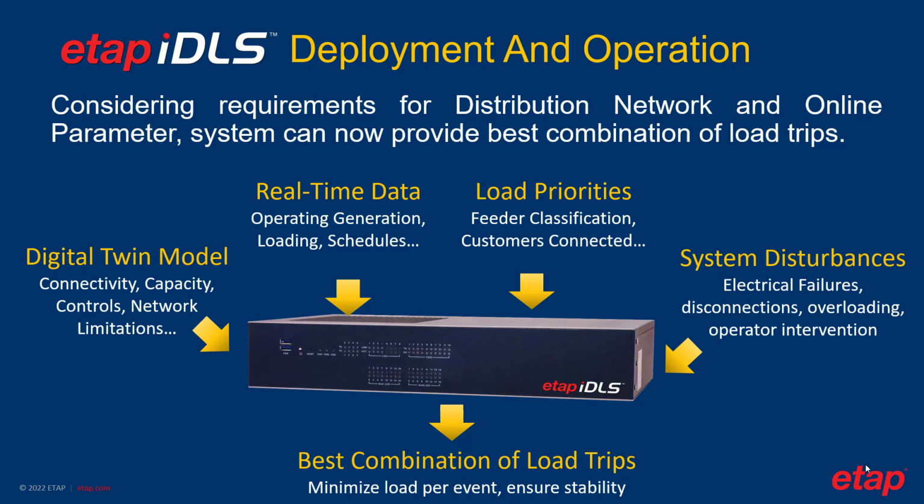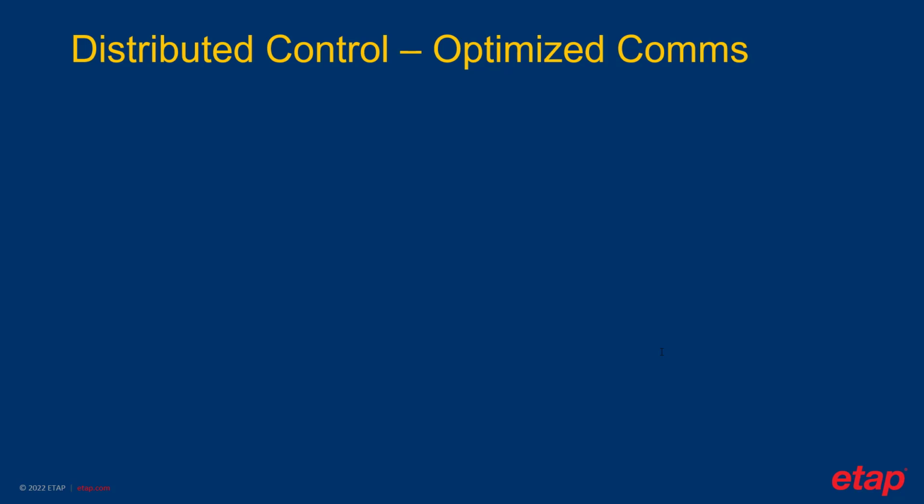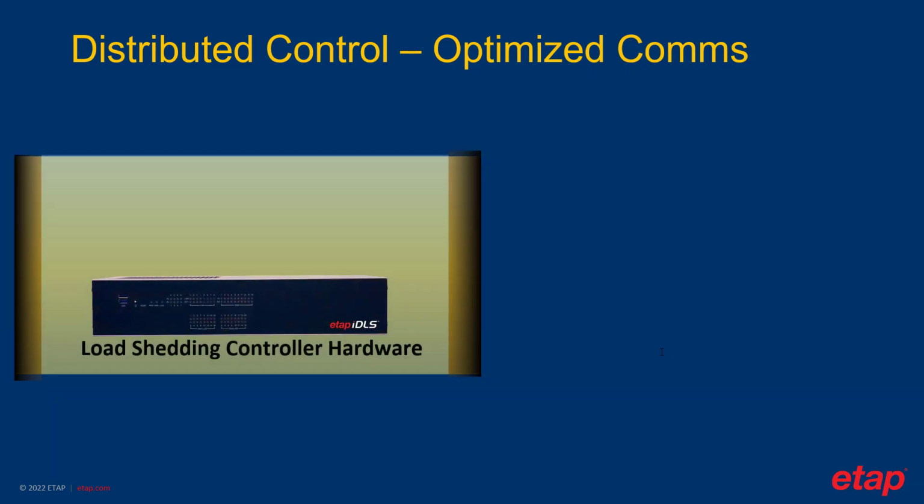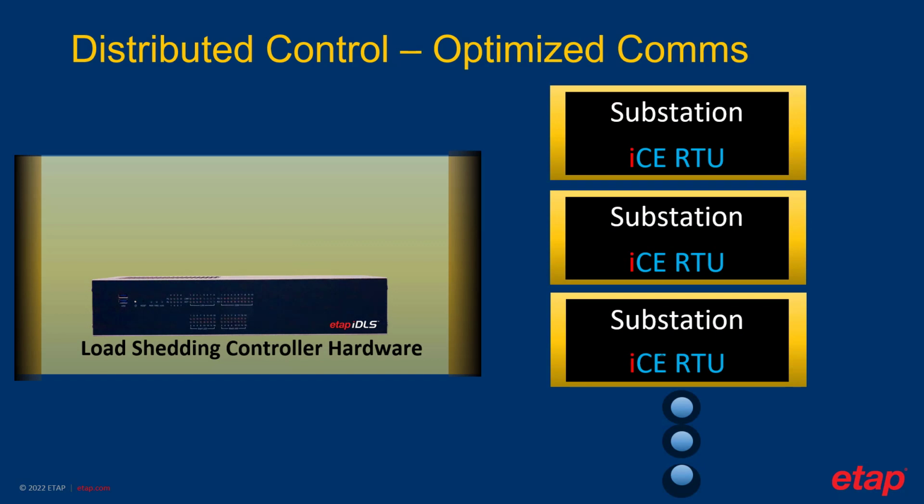So as we discussed, the ETAP load sharing controller makes use of the digital twin model, real-time data, load priorities, and system disturbances to generate the combination of the best loads to trip. In order to understand how the ETAP controller calculates and interacts with the system, let's take a look at this operation. We will start with the ETAP load sharing controller, which will interact with the local substation RTUs.